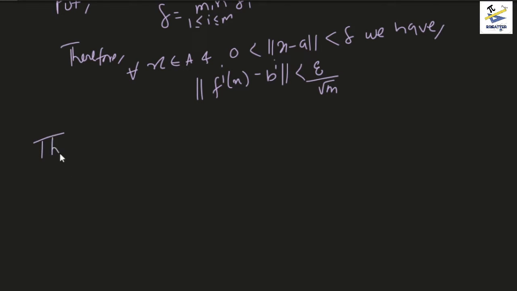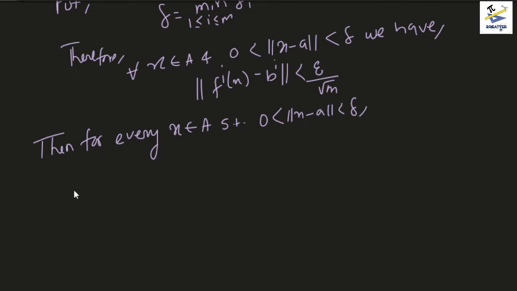So what we can prove is this. Then for every x belonging to A such that 0 less than norm of x minus a less than delta, we can come back to the original function f of x minus b. Now this basically means the subtraction of two functions. It's basically f1(x) minus b1 and so on.